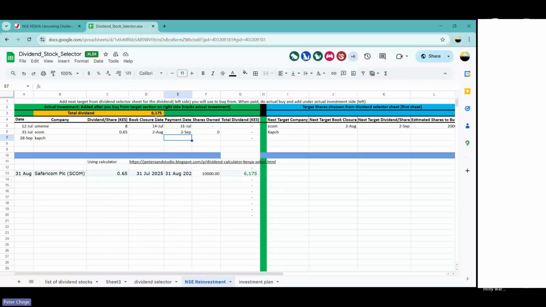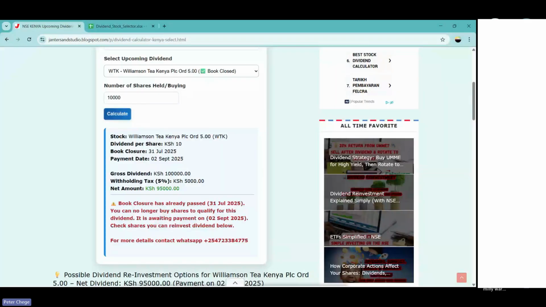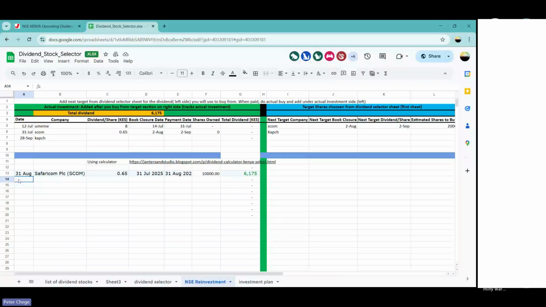6,175. If you continue adding other stocks, like let's say the next stock is Williamson, you do the calculation, it's 9,500. You just come and add it down here below Safaricom. So you add all the stocks you have, the dividend that you receive, and the date that you receive it. Now, target shares is the stocks that you can buy using the Safaricom dividend.